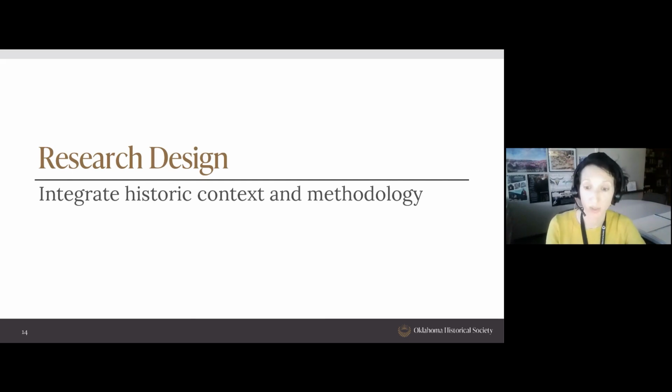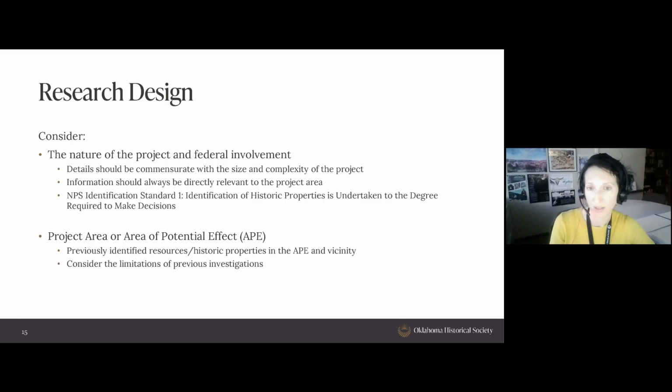Okay, so now I'm just going to transition to talking about research design, which is really largely related to all of this information the National Park Service has provided, recommending documentation standards. A research design should integrate the historic context and the methodology. Consider in your research design the nature of your project and federal involvement, and details should match the size and complexity of the project.